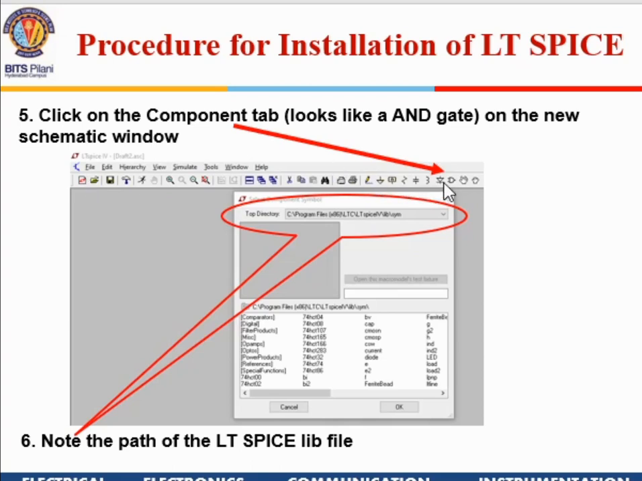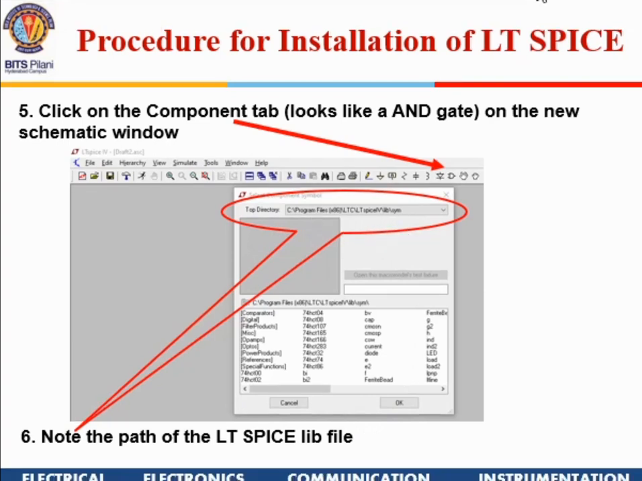In that, here you have a small tab which is known as the component tab. It looks like an AND gate. If you press on that component button, a window would pop up, and here you will find one address, right? Okay, a path. We'll note down this path. The path in my case is C program files and LTSpice and something like that. It could be different on your laptop. Okay, so this path is important.